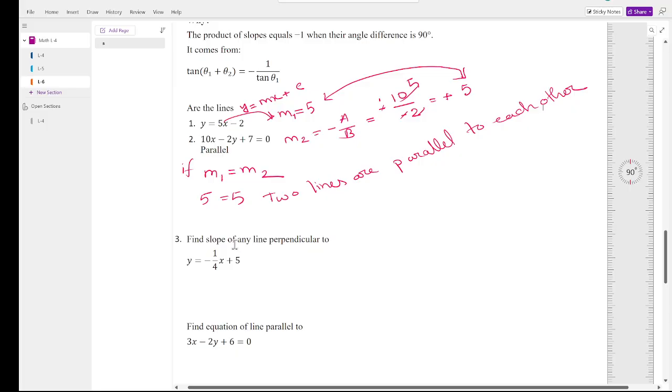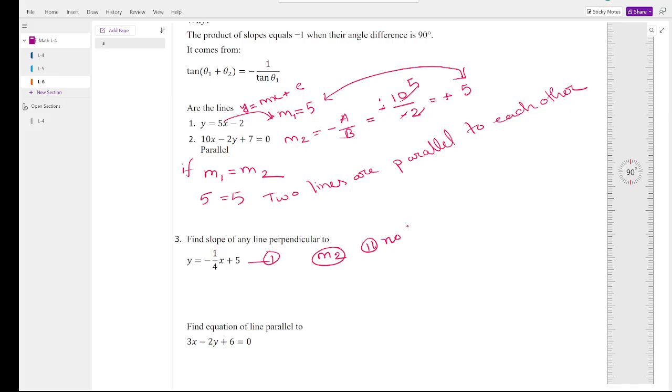Question number 3. Find the slope of any line perpendicular to the line y equals minus 1 by 4x plus 5. So you need to find the slope m2 of the other line, which is perpendicular to this line.